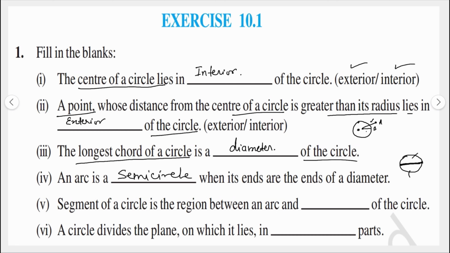Next one is, a segment of a circle is the region between an arc and a chord. Like you have this circle, so this segment will be formed by this arc and the chord. So here you have to write arc and a chord. The last one from this is, a circle divides the plane on which it lies into three parts, that is the exterior, which is outside the circle itself, and the region inside the circle, which is called the interior. So here we will write three parts. So that's the answer of question number 1 of exercise 10.1.